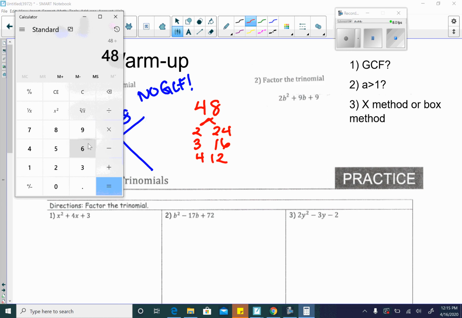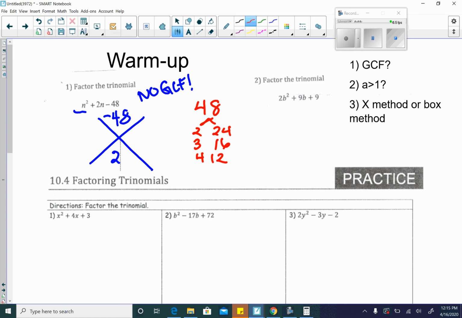48 divided by 6. So I'm just going up and finding the factors: 6 and 8. Ooh, can I get 2 that way? I can. 6 and 8. What do I have to subtract? Well, 8 minus 6 is 2, not 6 minus 8, that would be negative 2. So it's 8 and negative 6. Then you want to check it. Does 8 times negative 6 multiply to negative 48? Yep, a negative times a positive is a negative, and 8 minus 6 is 2.